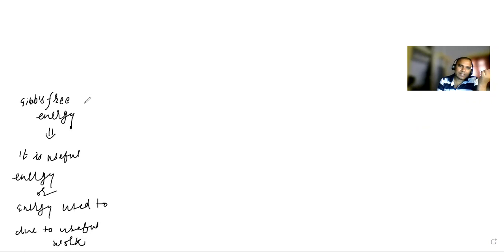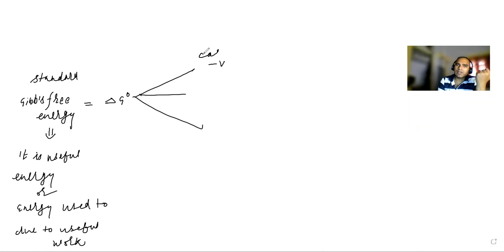Now, Gibbs free energy is represented by delta G. It can be the standard also, and if it is standard, we have to put the naught. There are three possible values for this. Suppose in case one, the delta G value is coming negative. If it is negative, it indicates a spontaneous process. A spontaneous process means the reaction or process is feasible.